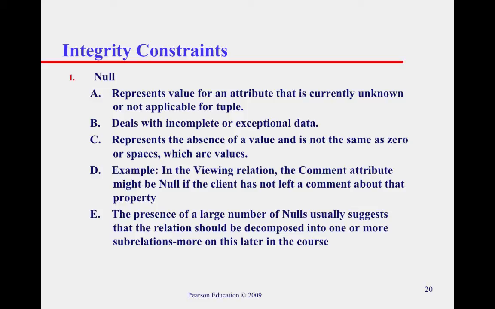There are a number of different constraints that we may have. The first one is that we actually allow a column to have a null value. It's not a value itself. It doesn't mean 0. It simply means a value that's unknown or unprovided. Sometimes we don't allow a column to have a null value. Sometimes we do.